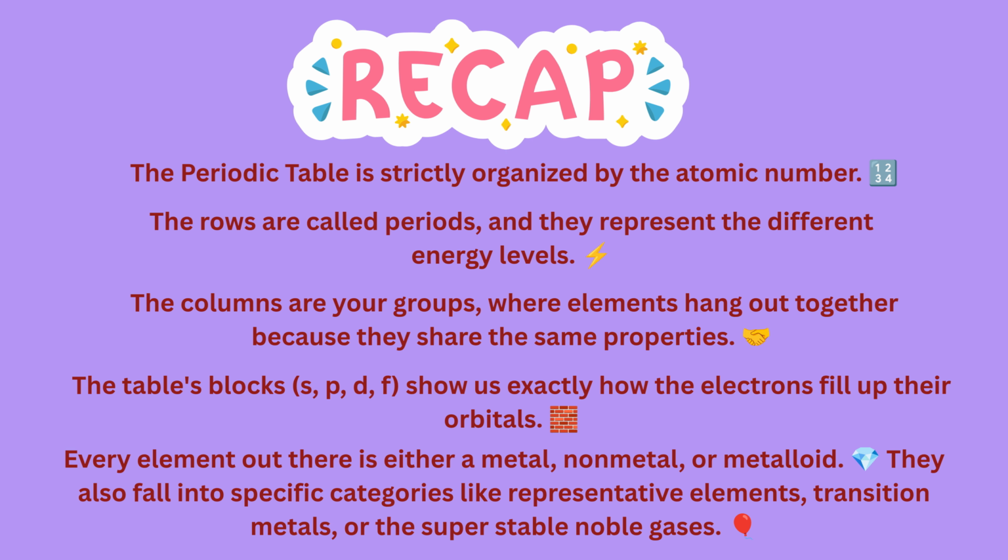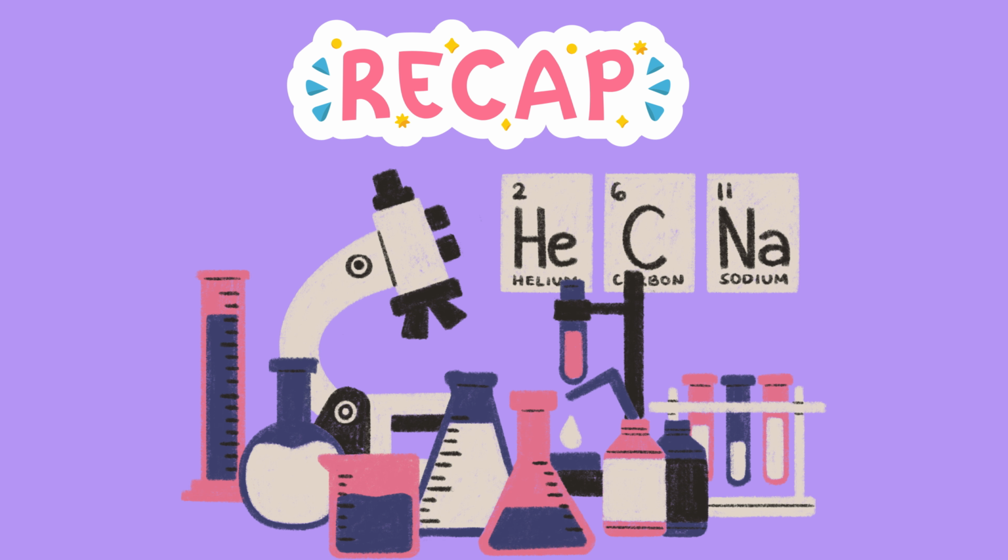Every element out there is either a metal, nonmetal, or metalloid. They also fall into specific categories like representative elements, transition metals, or the superstable noble gases. The entire structure of the table reveals the hidden rules that control all chemical behavior.